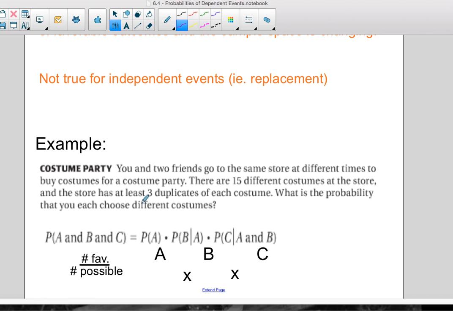So what's the probability that you choose different costumes? Well, it should be pretty good. There's 15 to choose from, as long as you're not talking to each other, but as long as you pick different ones, you'd be okay. So it's what we call the probability of A and B and C. In that case, you're going to multiply the probability of A times the probability of B given that A has happened.